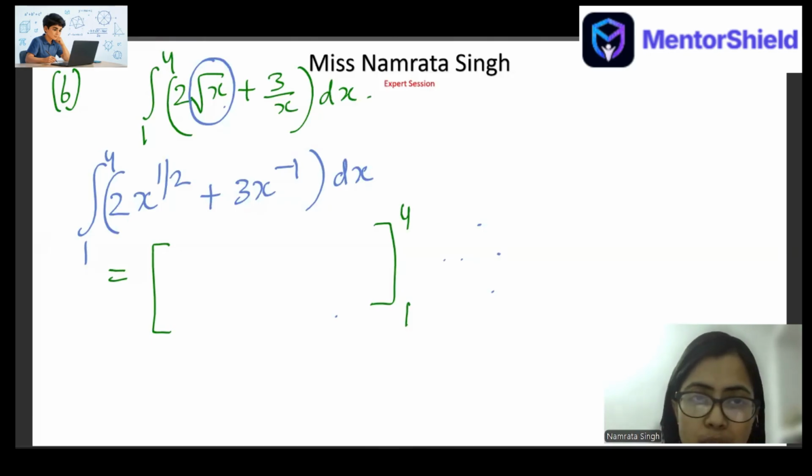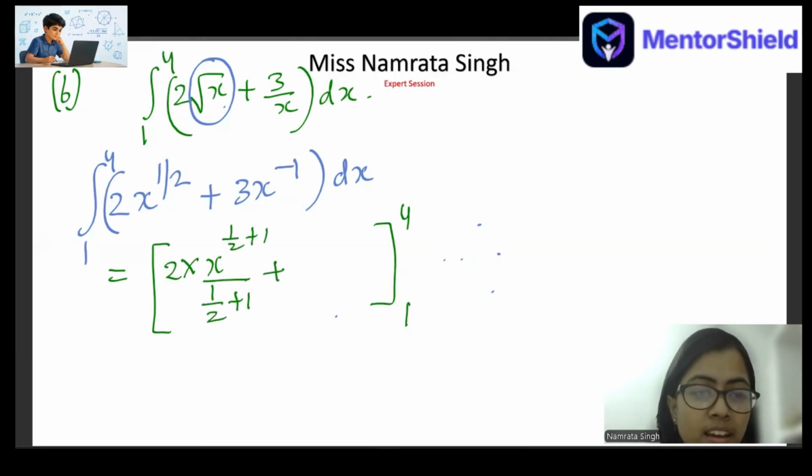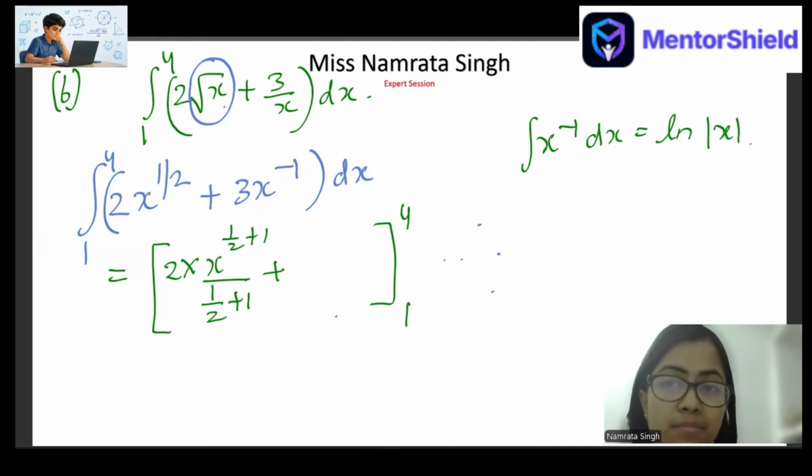You just have to use the formula of x raised to n plus 1 divided by n plus 1. So it has to be 2 times x raised to half plus 1 divided by half plus 1, plus 3x raised to minus 1. You know that integration of x raised to minus 1 dx is nothing but natural logarithm of x. I hope you know what is the meaning of natural logarithm.